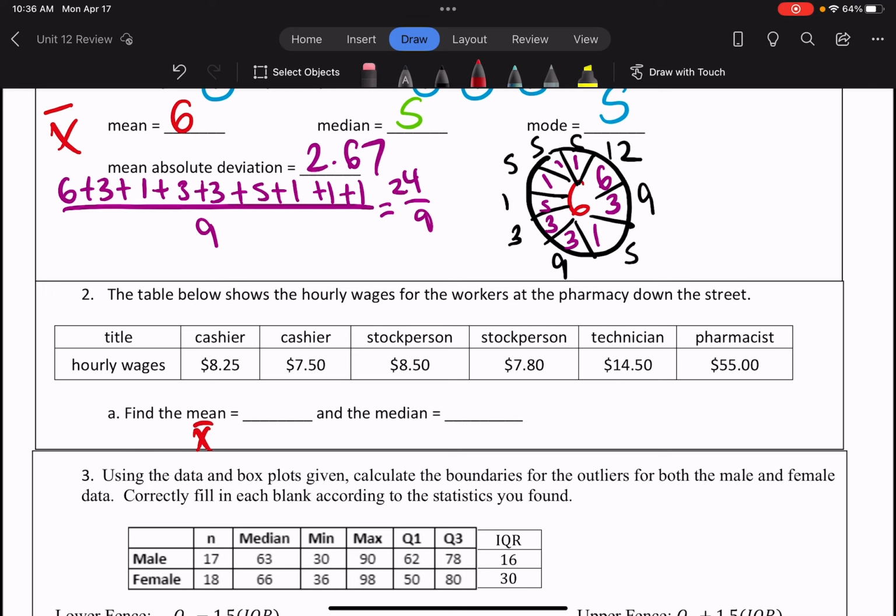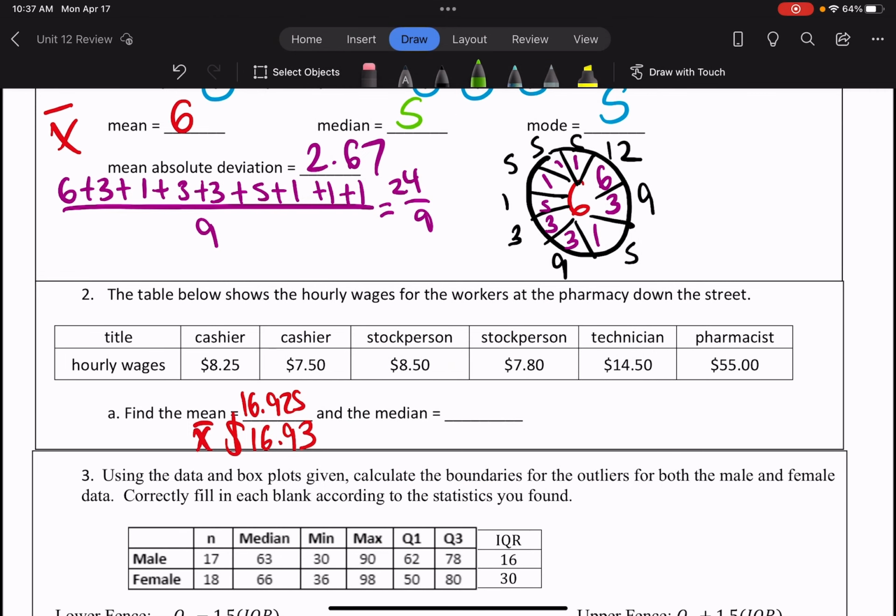So our mean in this case is 16.925. But since we're dealing with money, I would probably say that the mean, or the average wage here, is $16.93 an hour. And then if I'm looking at the median for my data, I'm going to scroll down to where it says median.